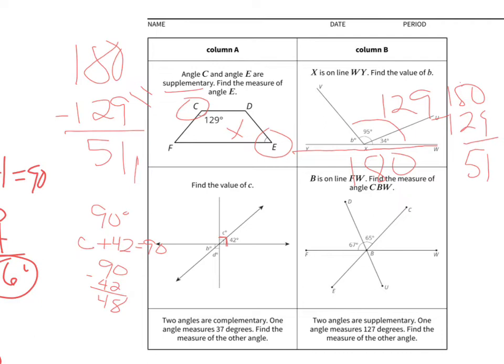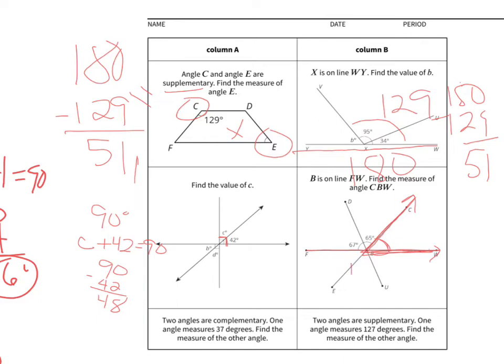Okay, so let's look over here. This is the middle of page 26 in column B. So it says B is on line FW. So we have line FW here. B is right there in the middle. It says find the measure of angle CBW. Well, CBW is this angle right here. Okay, the arrow's on it. So they want us to find this angle measure right there.